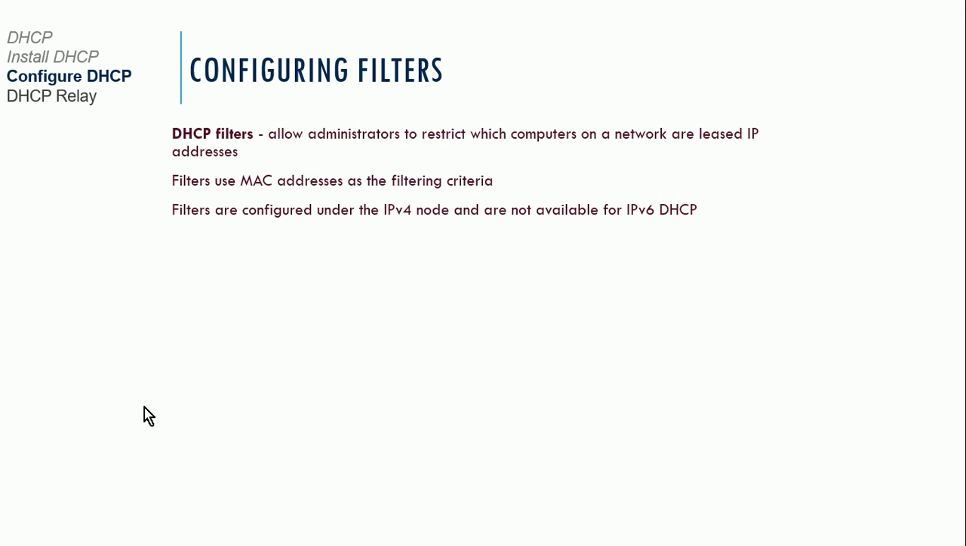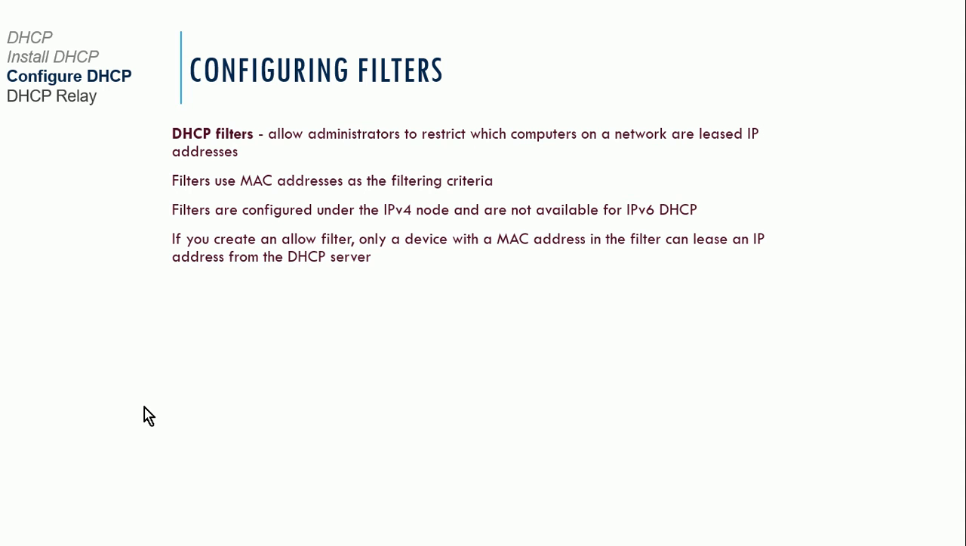Filters are configured under the IPv4 node, but they are not available for IPv6. So you can't do this in IP version 6, but you can do it in IP version 4. If you create an allow filter, only a device with a MAC address in the filter can lease an IP address from the DHCP server. And if you create a deny filter, all devices will be able to use DHCP except the ones that you put in the deny list. So you can either have a whitelist or a blacklist.